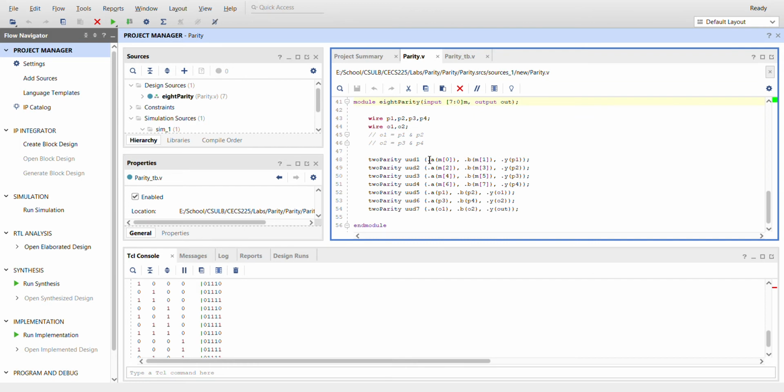UUT basically allows, in programming it would be similar to calling a class or function from somewhere else. In this case, it's saying that A is M0, B is M1, and Y is this P1 up here. And it just keeps going up and up through 4 until I've got all of the P's set up. And this would be essentially the first level, as it were.